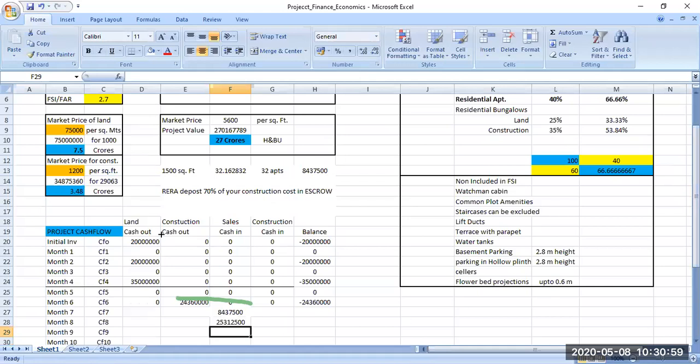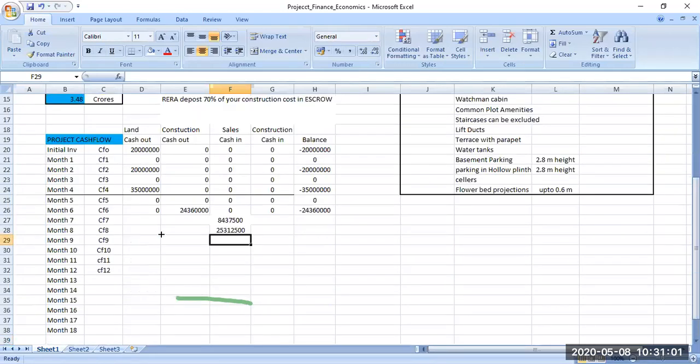Now, for land, we won't be spending anything more. So this will all be 0, all the way till cash flow. So this is 0.